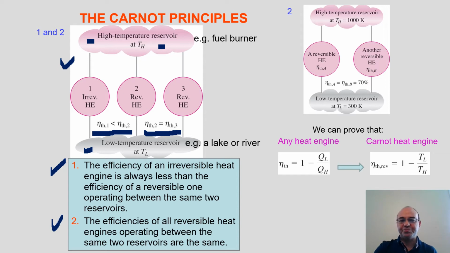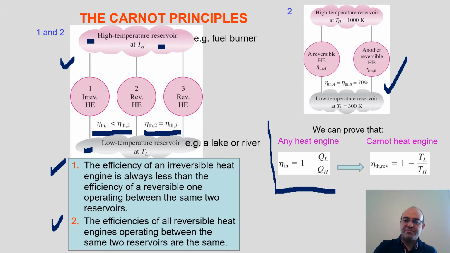So that's principle 2. Principle 2 is also shown on the right schematic. The source is at a temperature of 1000 Kelvin. The sink is at a temperature of 300 Kelvin. Both heat engines A and B are reversible. So principle 2 mandates that the efficiency of both of these heat engines are equal. And we will show that the efficiency is equal to 70%, given that the sink temperature is 300 and the source temperature is 1000 Kelvin.